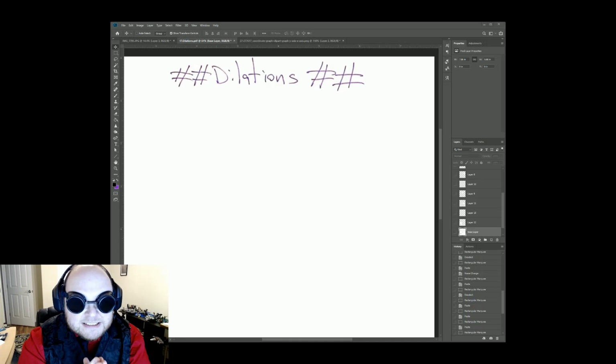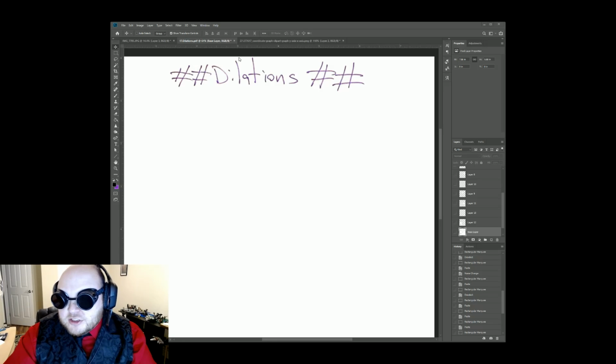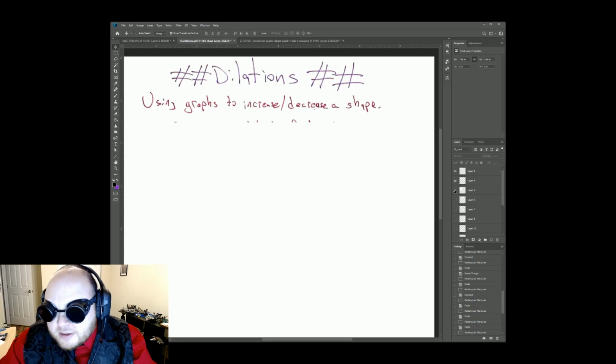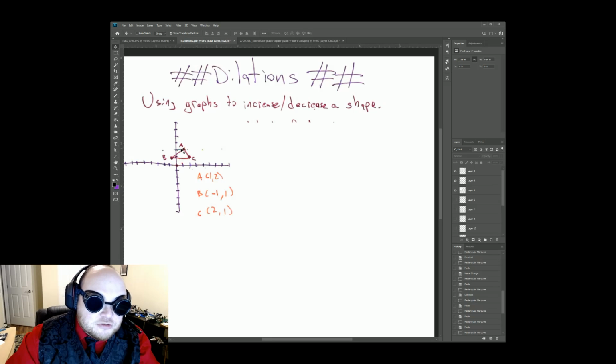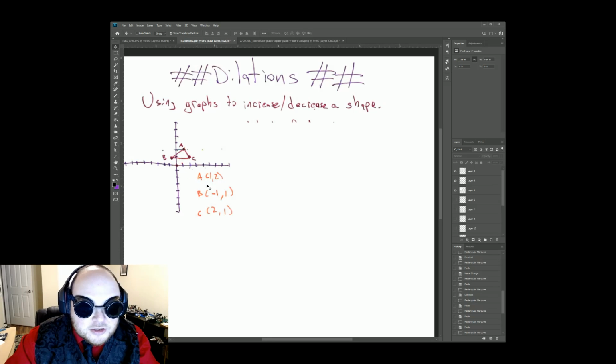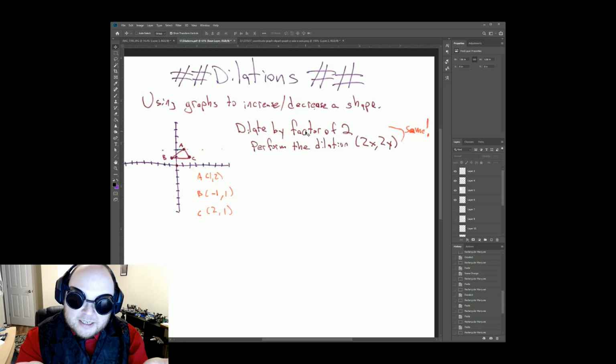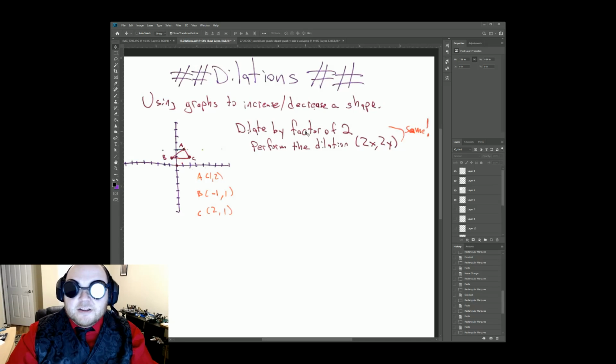It has its own scale, which is how much you're increasing or decreasing it by, and we're just doing this on a coordinate plane instead. So it's using graphs to increase or decrease a shape. So let's say I have this triangle ABC with points at 1, 2, negative 1, 1, and 2, 1. I want to dilate by a factor of 2. Or you can also put it as perform the dilation 2x, 2y. Those are the same thing. It's just different ways of writing it.